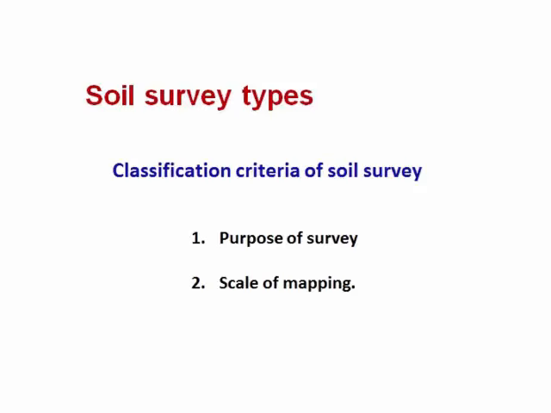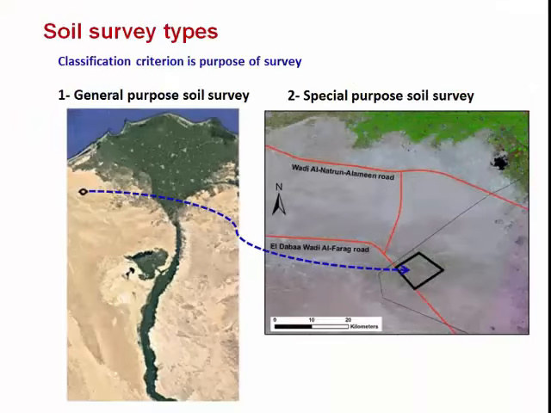Soil survey provides sufficient information for the development of resource plans, but on-site investigation is needed to plan intensive use of soil in small areas. Soil survey can be classified based on two criteria, which are purpose of survey and scale of mapping. Based on the purpose of survey, there are two types of survey. These are general purpose and special purpose survey.